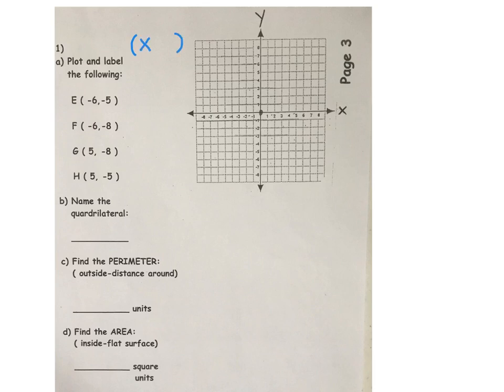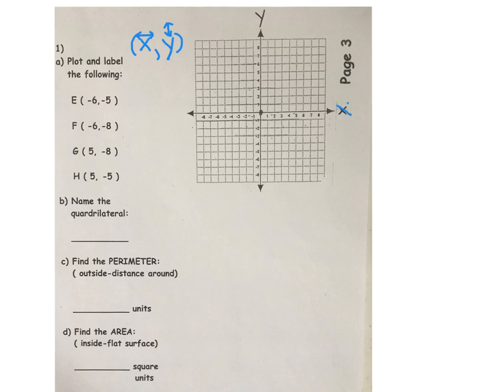Remember, every ordered pair contains an x coordinate and a y coordinate, and there is a specific order. The x always comes first, and it controls the movement to the left or to the right. And the y always comes second, and it controls the movement either up or down the coordinate plane.